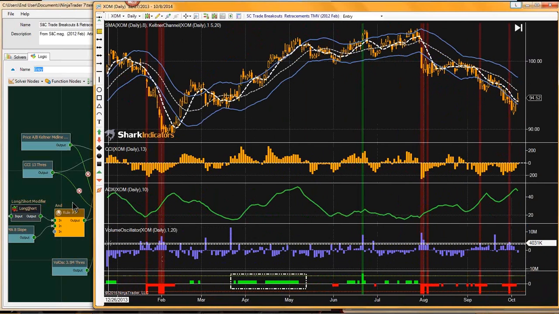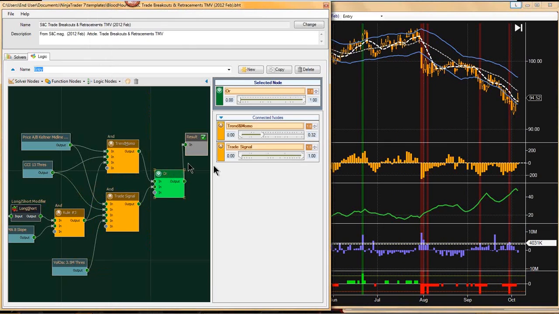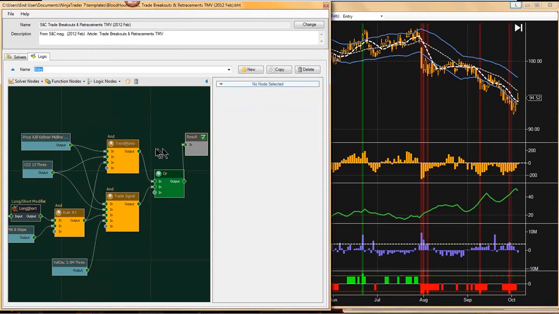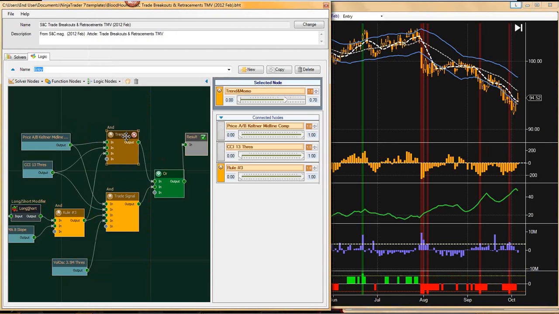Now if we look at that, you can use this slider here to adjust how large of an output you actually get. But the key is that you take one AND node and plug all the solvers into it. That's going to tell you your trend and momentum. Or this could be anything else. This doesn't have to be trend or momentum. Trend and momentum is just an example I managed to come up with.